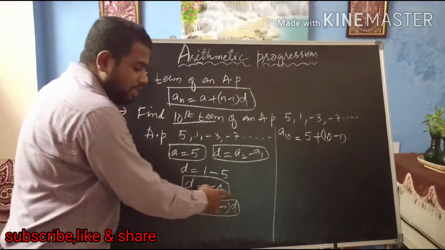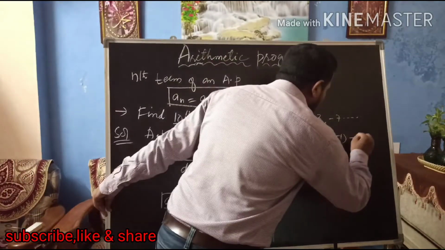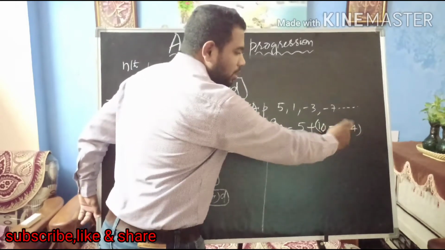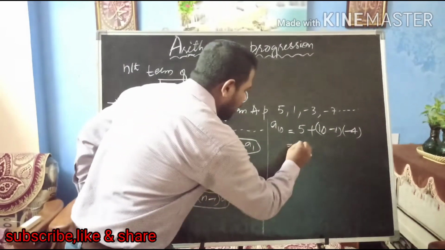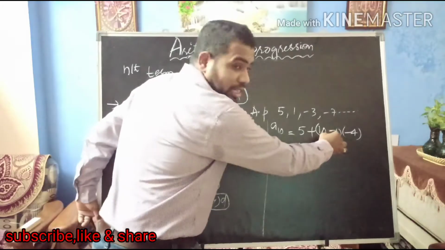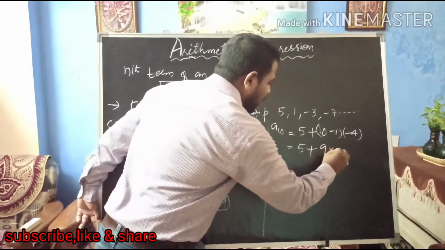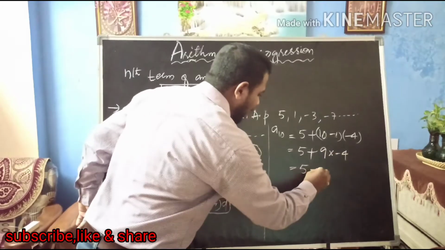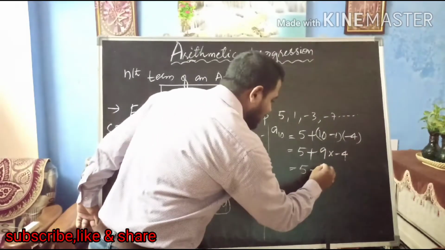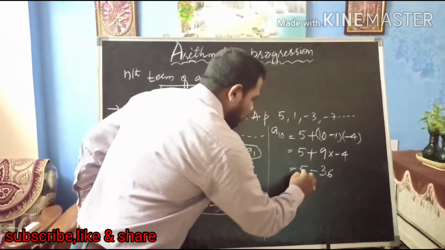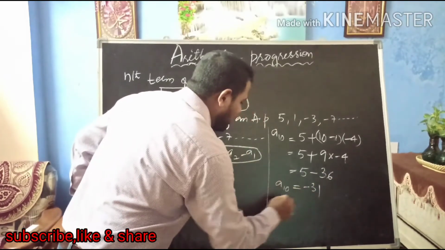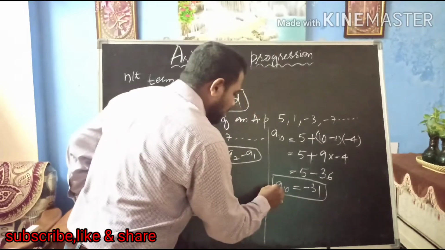What is the common difference? That is minus 4. Yes, minus 4. So 5 plus 10 minus 1 into minus 4. Here 10 minus 1 is 9, into minus 4. So 5 plus 9 times minus 4, and 9 fours are 36. So 5 minus 36 is going to be minus 31. So the 10th term is minus 31.